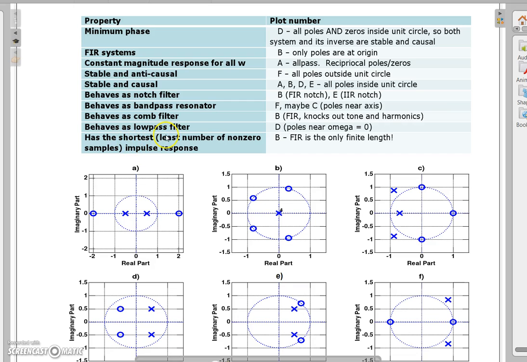Finally, what has the shortest impulse response? Well, all of these are infinite, except for this one. So it wins kind of by default because it is finite. The FIR is, this is another way of asking which is the FIR impulse response.